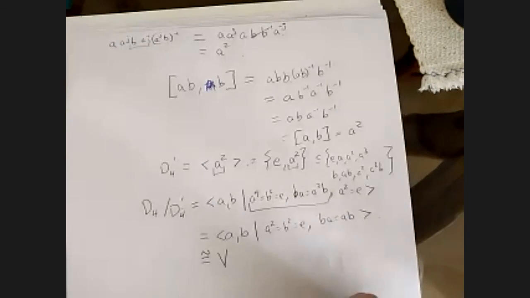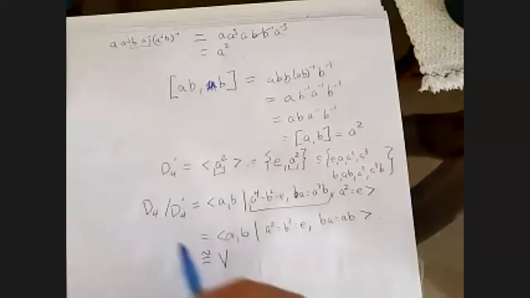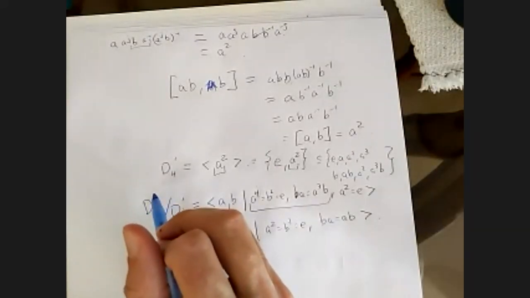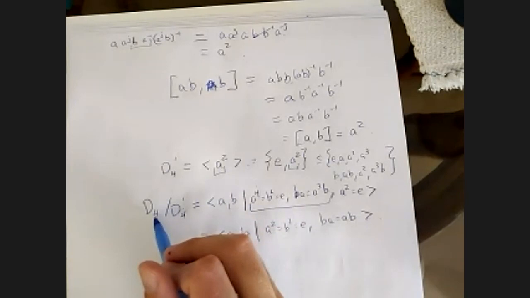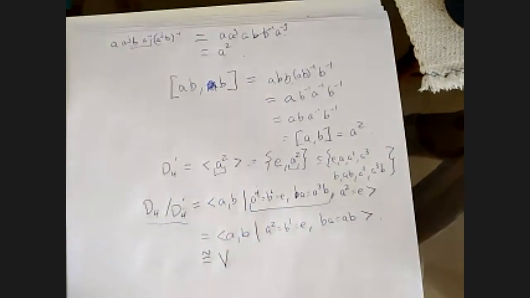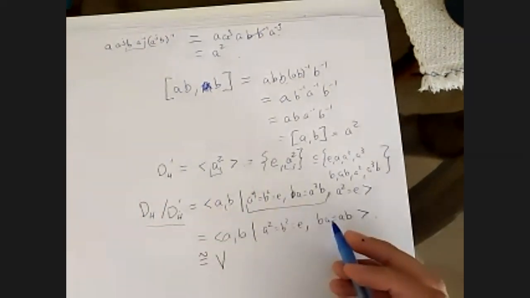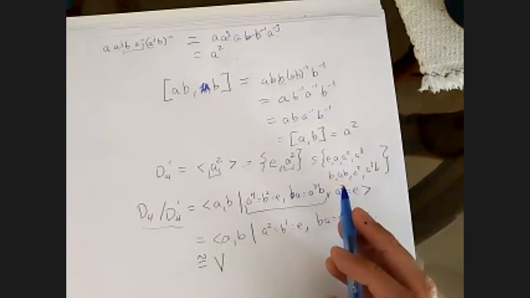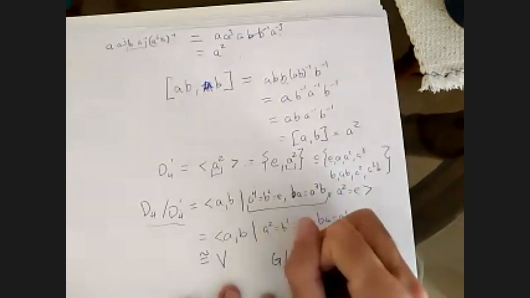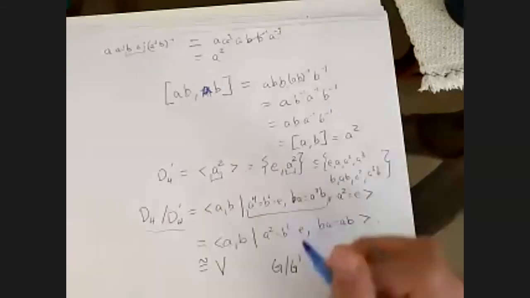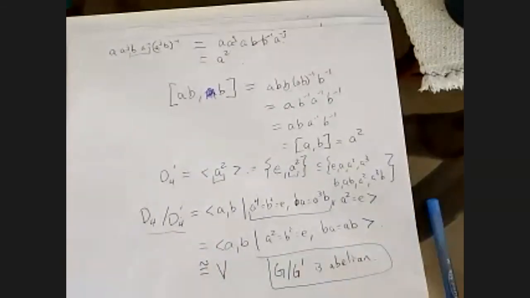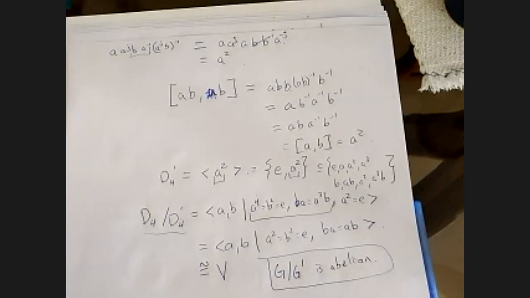So let us now take just a quick 5-minute break. We want to explain the relationship between the commutator subgroup and this quotient. What we want is to prove that G mod G prime is abelian. That's when we come back. Okay, I'm going to end the meeting and just restart it.